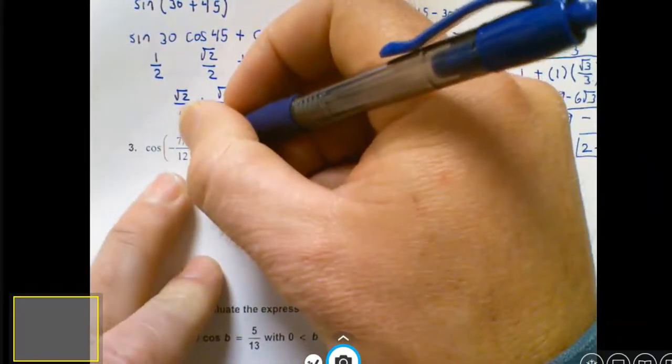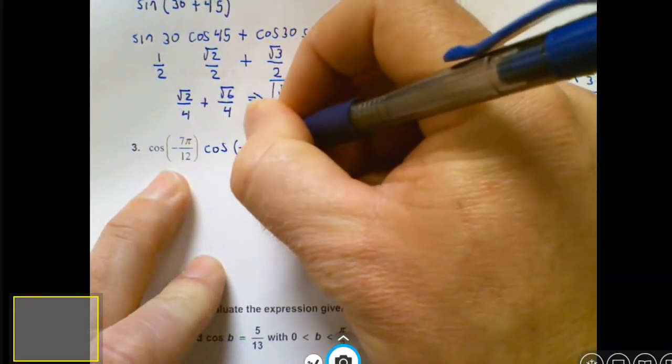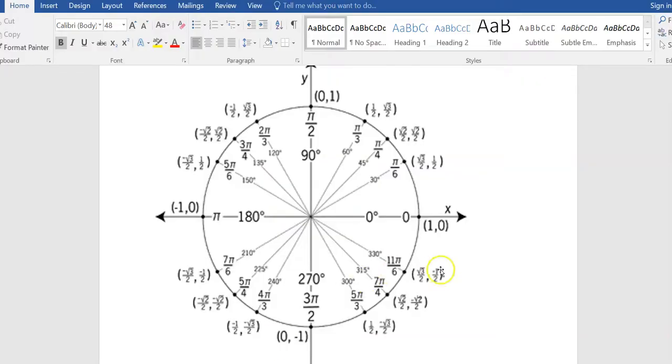So we're going to see this as the cosine of negative 105. Again, 105 is not on the unit circle, so we need a couple of angles. 105 is going to be somewhere in here. If I'm going in the negative direction, that just means it's going to be somewhere in here. As I go negative 105, it's going to put me somewhere in this area right here. So, a couple of angles that could give me a negative 105.